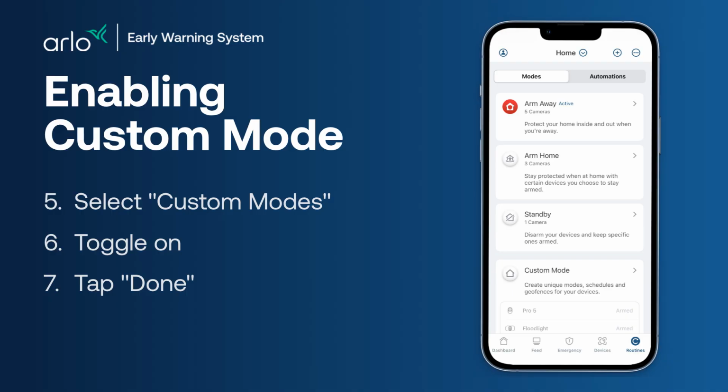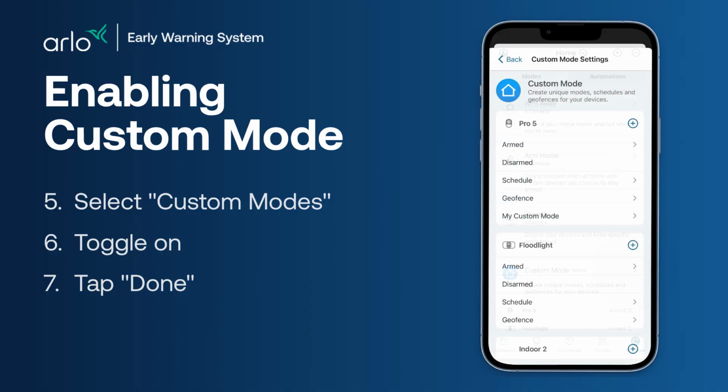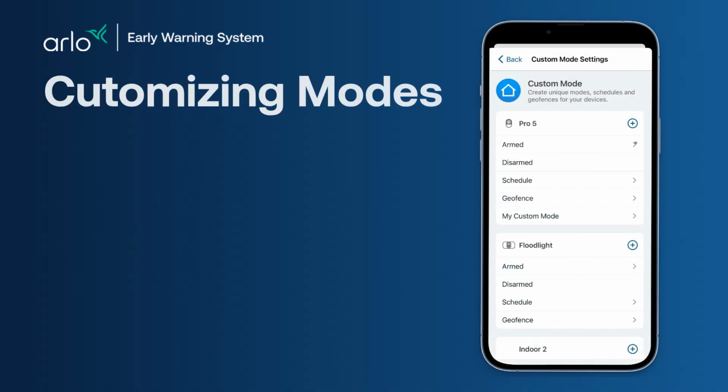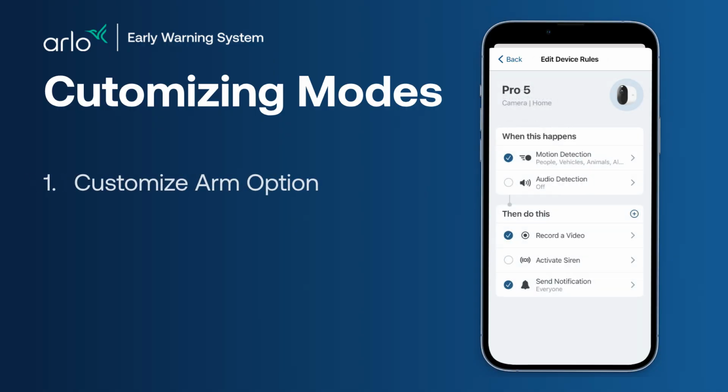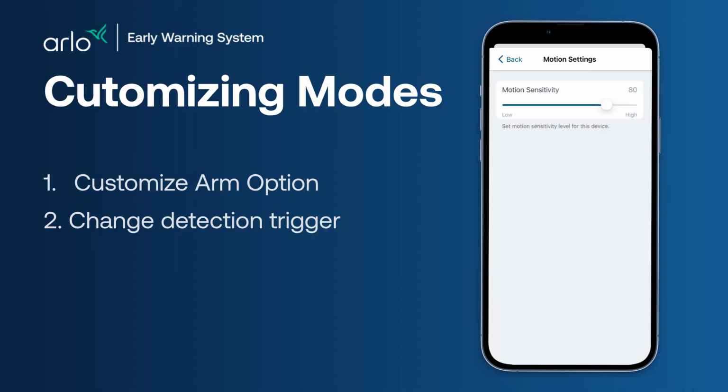From here, tap on the icon next to Custom Mode to activate it, and next tap the arrow next to it. The arm option is already set up with default rules. It detects motion, sends you a notification, and records video if your device is attached to an Arlo Secure plan. Under When this happens, you can turn on audio detection and adjust the sensitivity for both motion and audio.